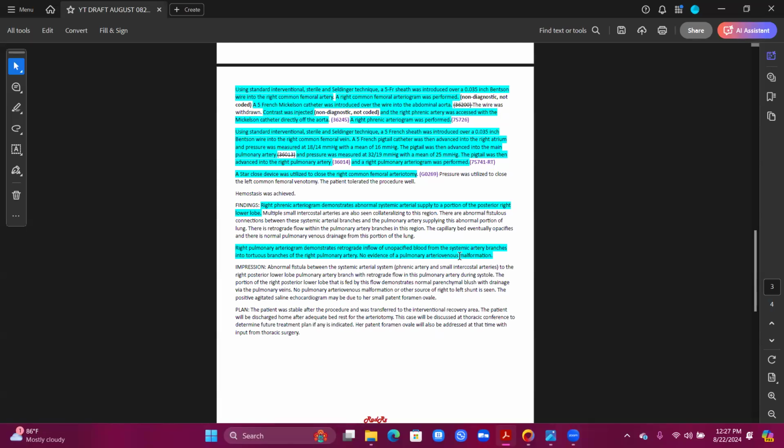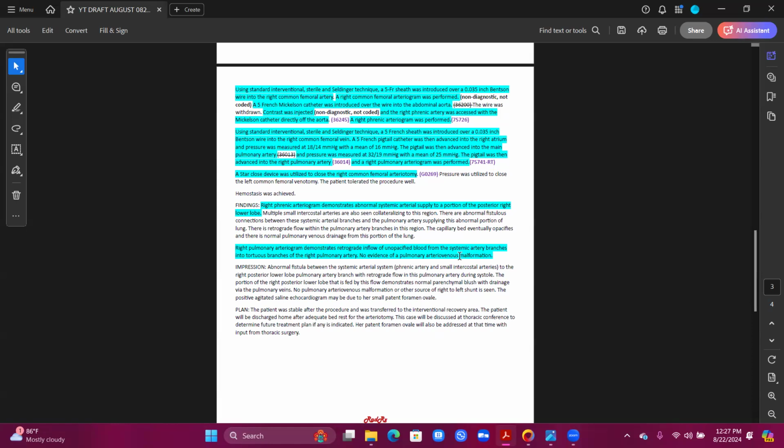Now notice for the abdominal aortogram that's performed, I also noted that it's non-diagnostic and we're not going to code that. Reason being is when you look at the rest of the report, you look at the findings, you look at the impression, we do not see any diagnostic findings documented for the abdominal aorta.